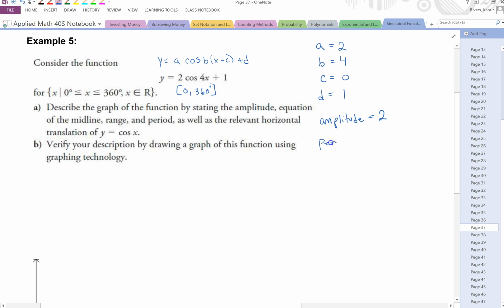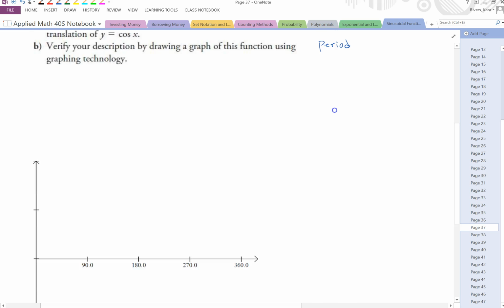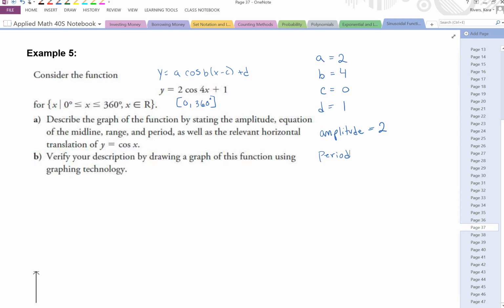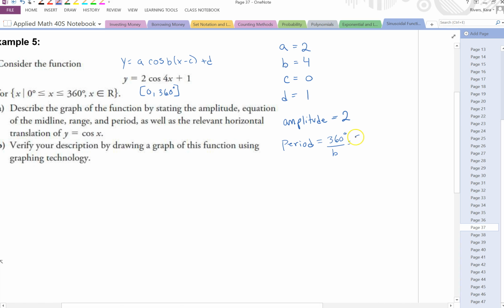So we know that the period, and this is measured in degrees, is 360 degrees divided by b, in this case 360 degrees divided by 4, which would give us a period of 90 degrees. So one full cycle happens in 90 degrees. A c value tells us our phase shift, which nothing's happening, so there's no horizontal shift. We can just write that here.